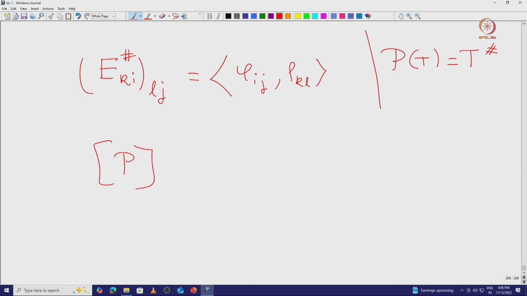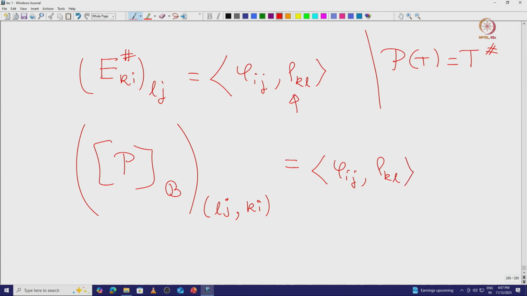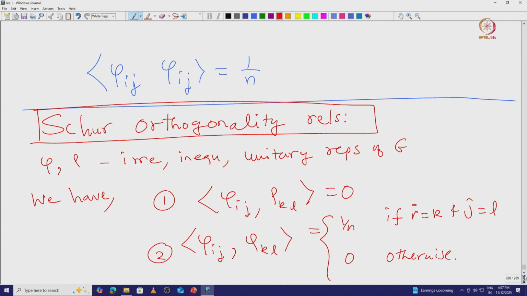So, when we compute the matrix of this P with respect to the standard basis and then look at its (j, k) entry, that is exactly given by this inner product ⟨φ_ij, ρ_kl⟩, and the orthogonality relation says those coefficients have some important information. So, this orthogonality relation explicitly describes the coefficients of the matrix of P. That is another interpretation of this Schur orthogonality relation.